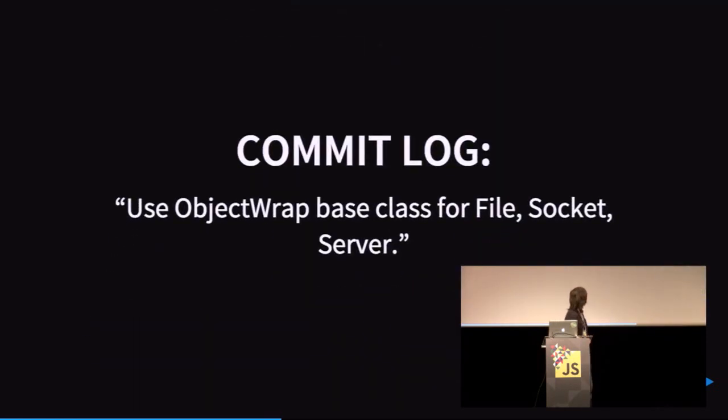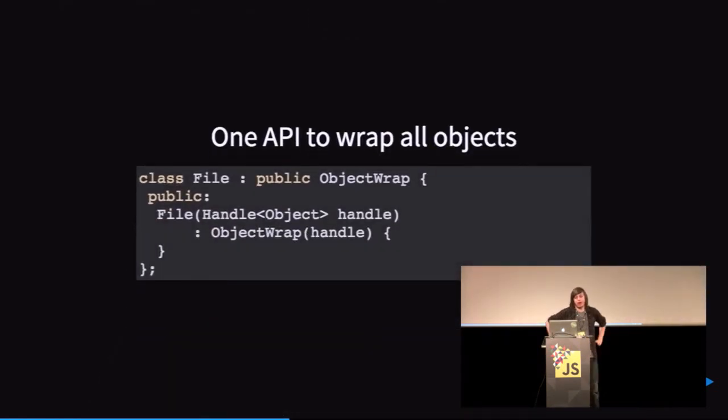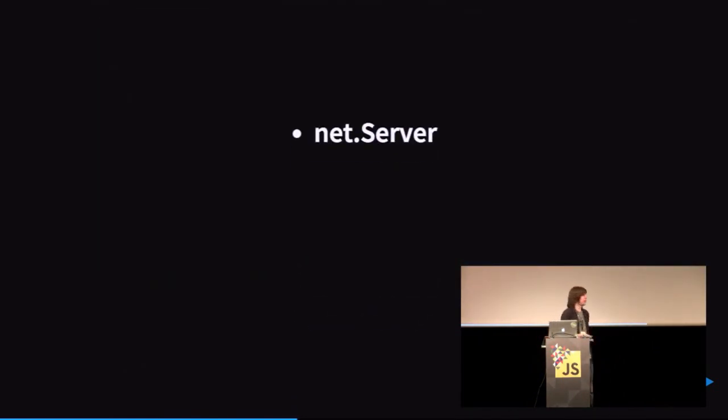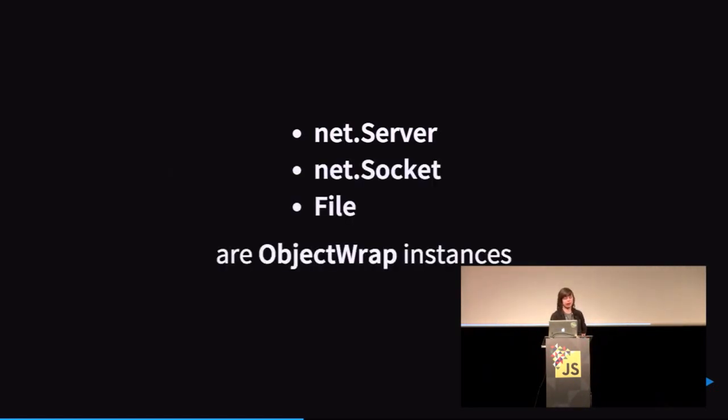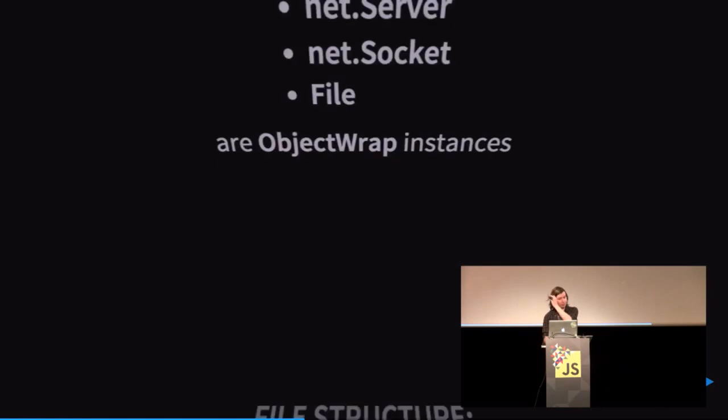Now we quickly jump to the next commit. The commit log says use object_rep base class for file, socket, and server. Much better now. So this means there is one API now to wrap all the objects. And the need for this API arose because there are now net server, net socket, and file that are all C++ classes that are mapped to JavaScript objects. So they need to be mapped in some way, and to deduplicate the code, we created object_rep. Well, actually, they created it without me. I wasn't doing any Node.js stuff at that point, but anyway.